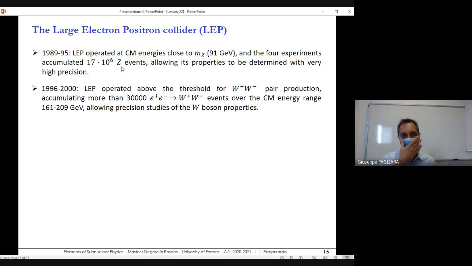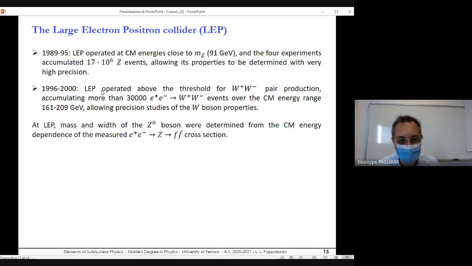Then in the second era of LEP, from 1996 up to 2000, the energy of the machine was increased, such as to reach essentially twice the mass of the W, so that we can create a W plus W minus in electron-positron annihilation. So the energy was increased up to 209 GeV, and they were able to accumulate 30,000 events for W plus W minus production. So let's consider, first of all, the Z.